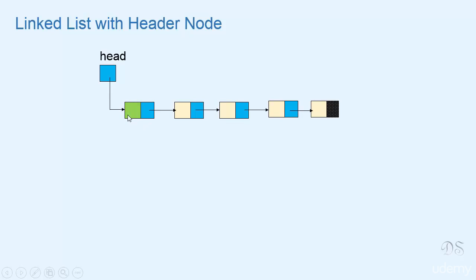Info part of this node can be empty or we can use it to store some useful information about the list, like the number of nodes in the list. This head pointer always points to this header node. So head link gives us the address of the first node of the list.